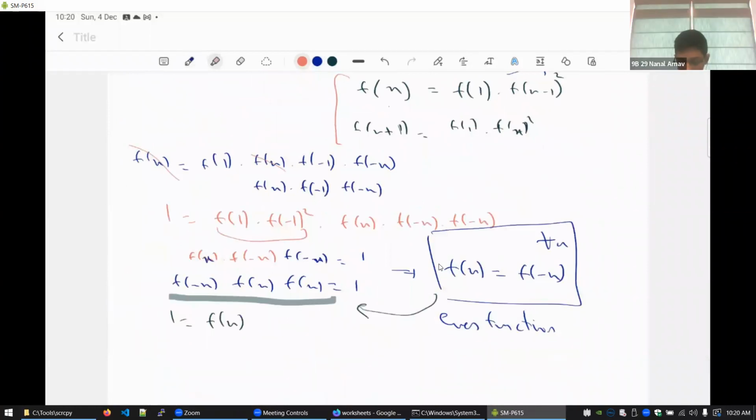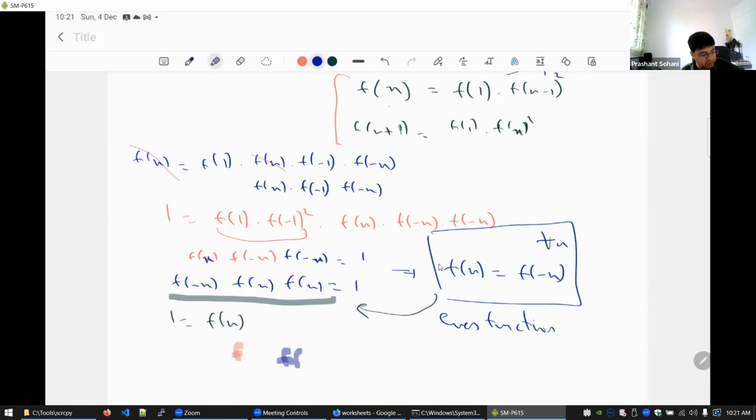Oh, that's f of x whole cubed. Yeah, exactly. So f of x whole cube equal to 1. So therefore, f of x is supposed to be 1 for all x.